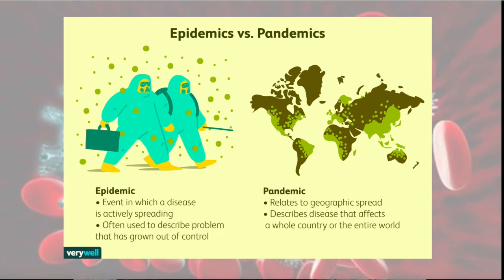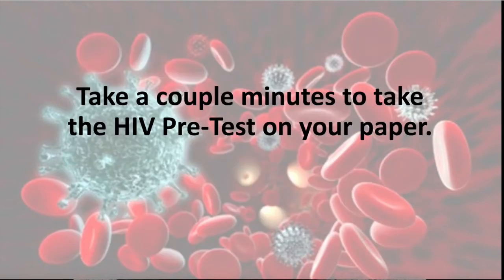Here we just have, again, looking at epidemics versus pandemics. An epidemic is when the disease is rapidly or actively spreading, and it's getting out of control, but it's not so widespread yet to be considered a pandemic. A pandemic, again, is referring to geographic spread of the disease. So the disease would affect a whole country or many countries or even the entire world.